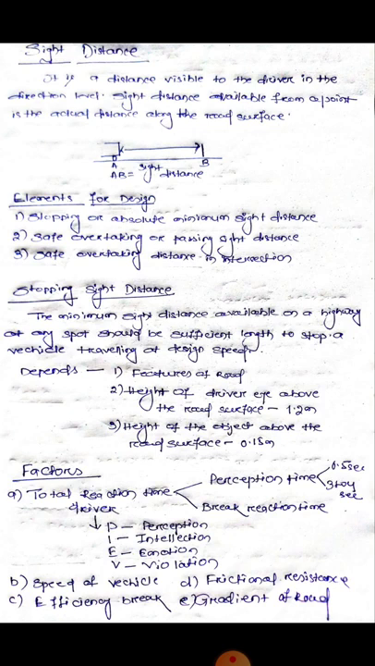Elements for designing sight distance: first is stopping or absolute minimum sight distance. Second is safe overtaking or passing sight distance. Third is safe overtaking distance at intersection. The first is stopping sight distance. This is the minimum sight distance available on a highway at any spot. It should be of sufficient length to stop a vehicle traveling at design speed.